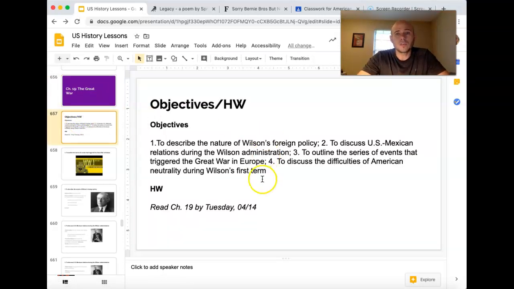So for this week, here's what we're going to start with. We're going to learn a little bit more about Woodrow Wilson and his foreign policy, talk about U.S.-Mexican relations during the Wilson administration, outline the series of events that triggered the Great War in Europe, and discuss the difficulties of American neutrality during Wilson's first term. So make sure you read chapter 19 by Tuesday, the 14th.